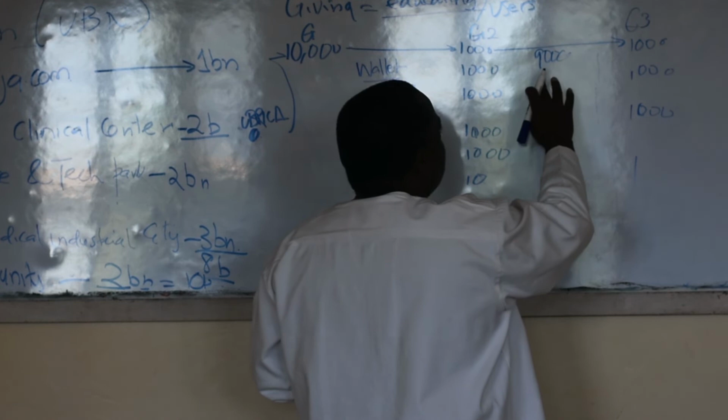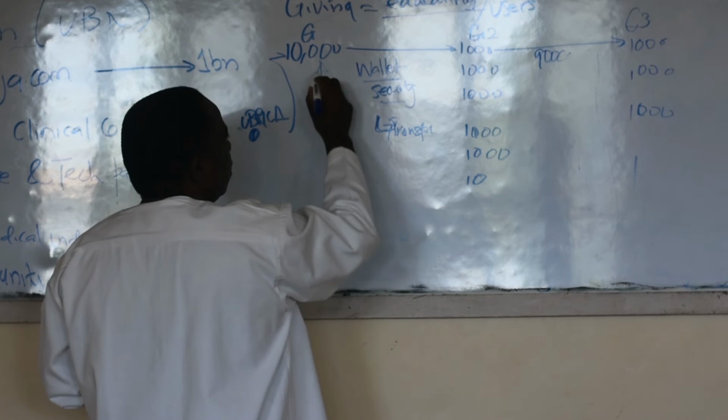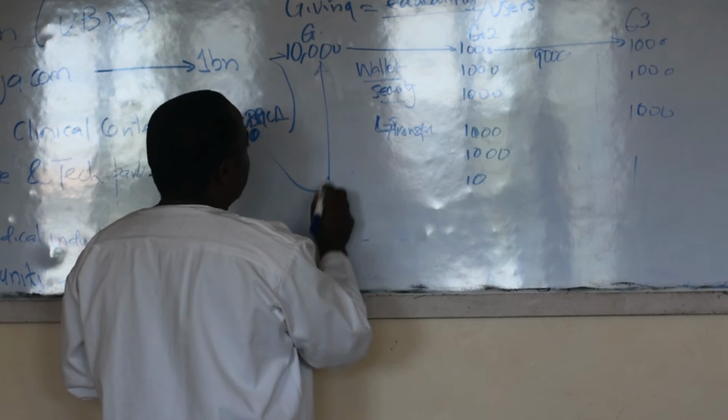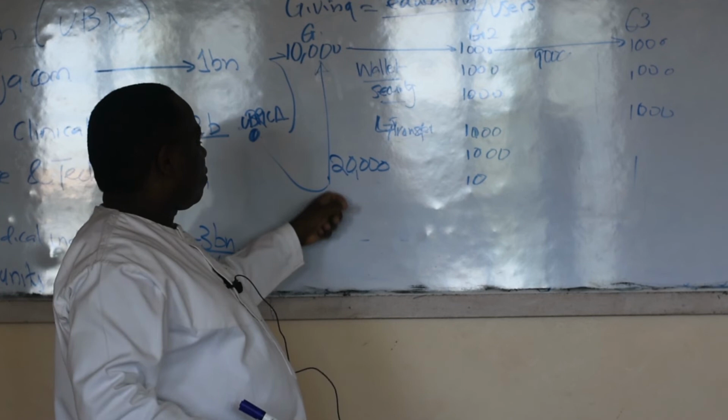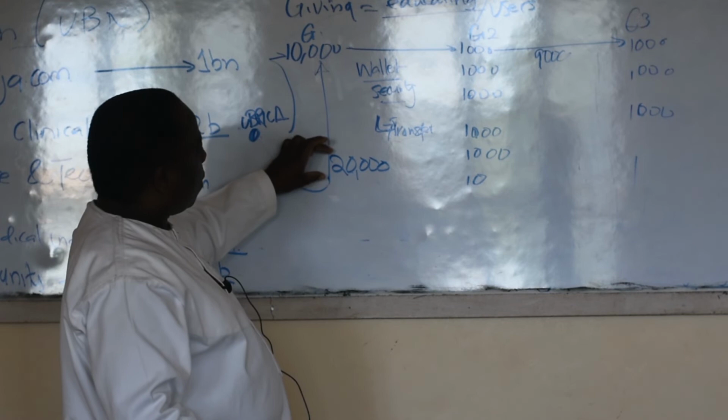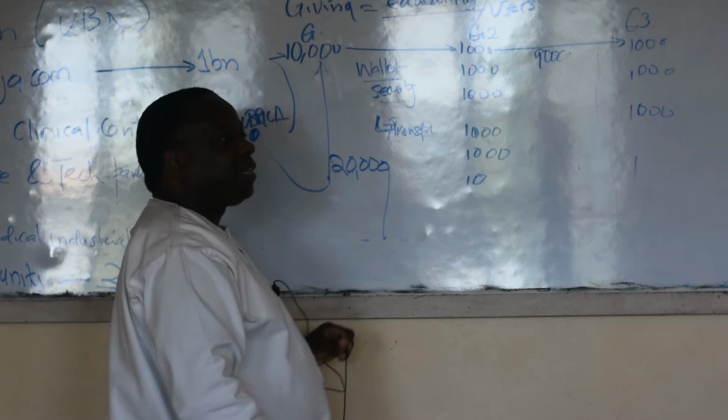Now if this one, the G1 here, gives away all the coins, we give him back another 20,000. Because this means that this person, for the work they have done, is being compensated with 10,000 coins, because 10,000 has gone. We give him 20,000, and then from this 20,000, he can repeat the procedure until he gets saturated.